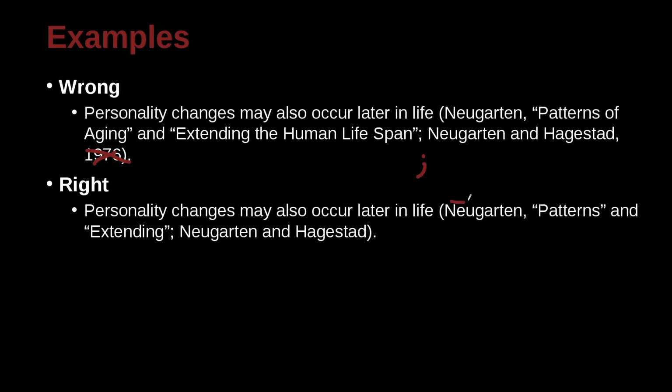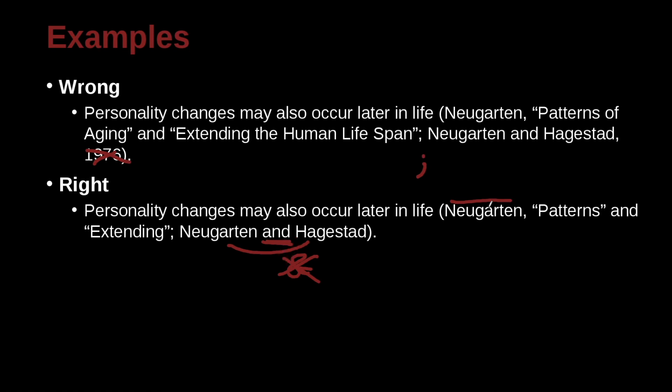Newgarden is an author. Newgarden and Hagestad are authors together on one paper. We have 2, so we use the "and" here. That's also different than the APA. We do not use the ampersand in MLA, no. So we're inside the parentheses, but still we use the word "and."